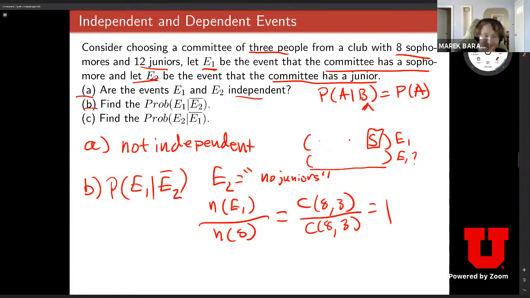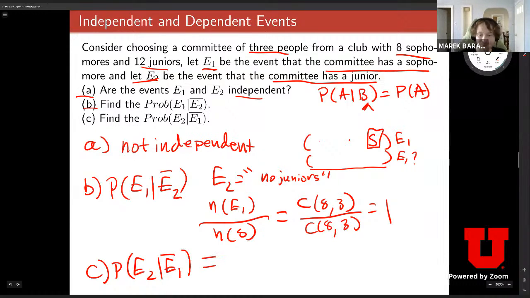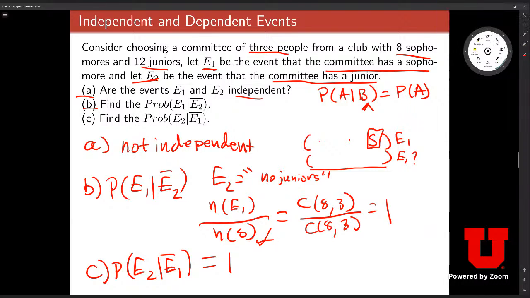Okay, and C is, I mean, it's E2 given that there's no sophomores, so they're all juniors. It's 1 for the same exact reason. So that's that one. Because all the spots are like already filled up.